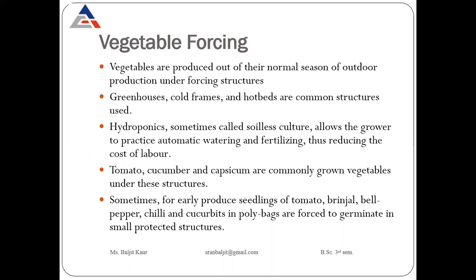So small protected structures are there, and we can produce seedlings of different crops before their normal season, right? So vegetables grown out of the normal season are known as the vegetable forcing technique.